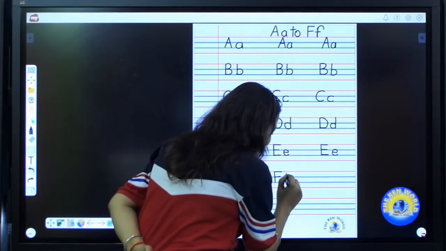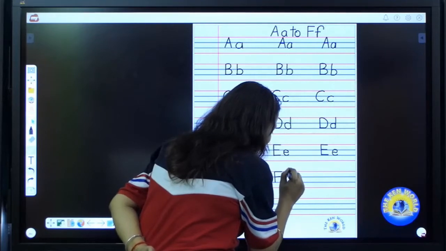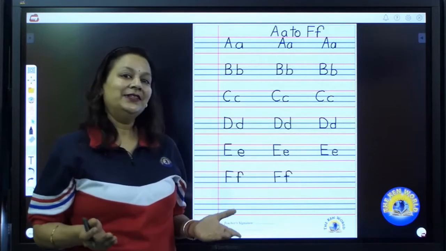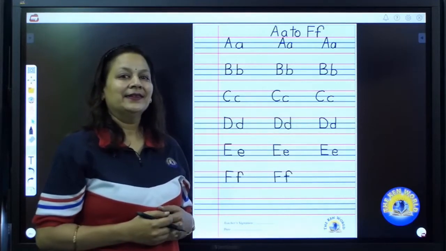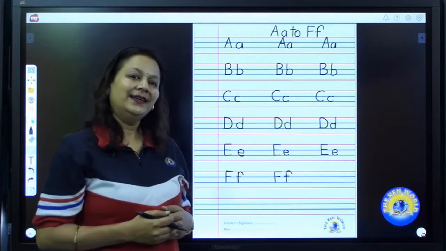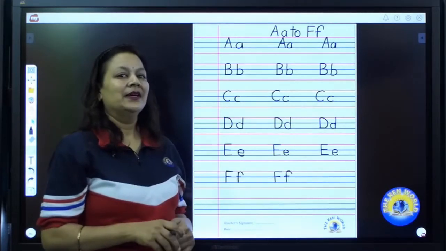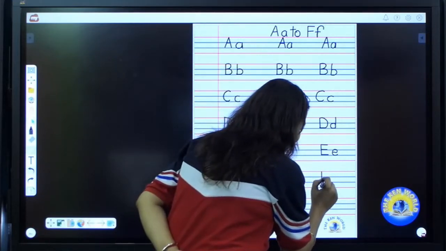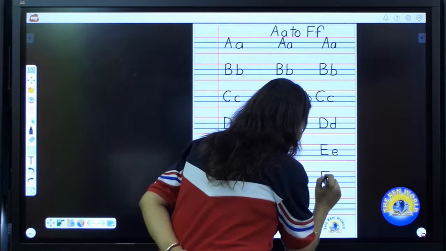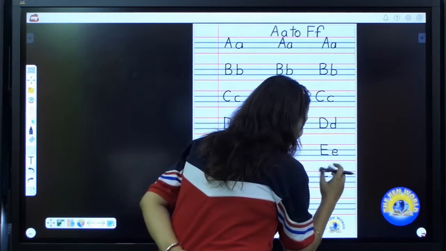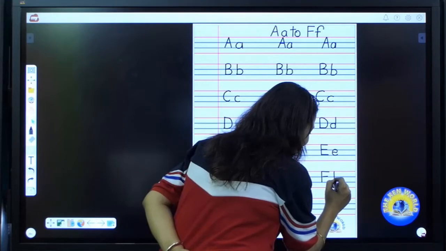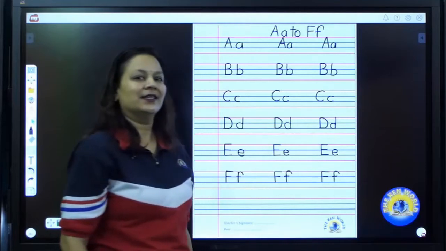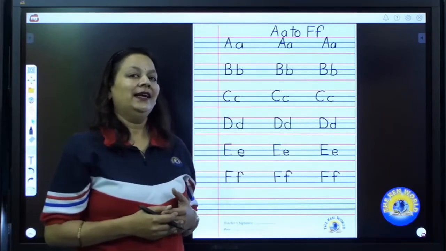F says F says F as in fish. Now it's your turn to write F. Done? Great job, kiddos. Now one more time we are going to write F. F says F says F as in fish. F as in fish. Now it's your turn to write F.